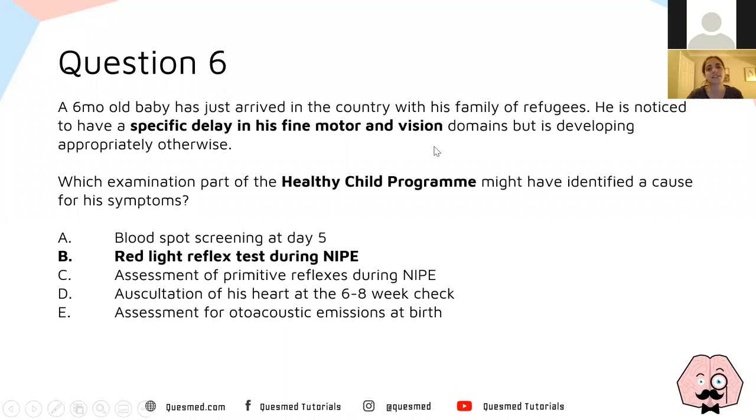Well done. So I think this question really is more to make you think about the Healthy Child Program and why it's important in development and why we test for certain things within that program.